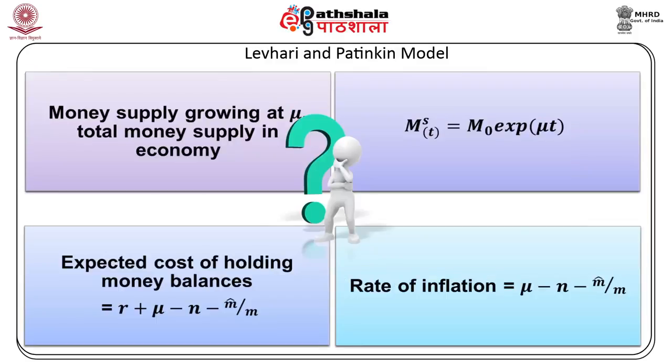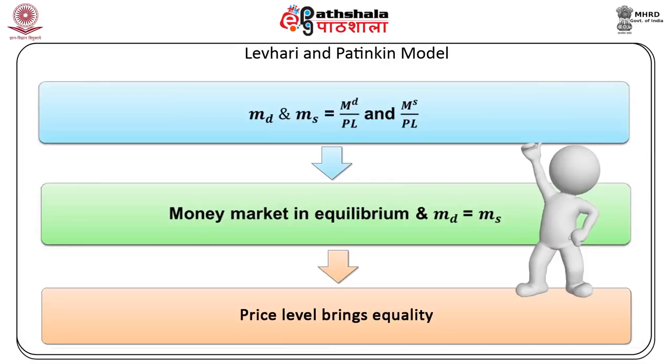Since money supply is growing at rate μ, total money supply in the economy consists of Ms equal to M0 exponential of μt. Thus, the expected cost of holding money balances is equal to r plus μ minus n minus m hat/m. Here, the rate of inflation is equal to μ minus n minus m hat/m. The symbols md and ms are equal to MD/PL and MS/PL respectively.